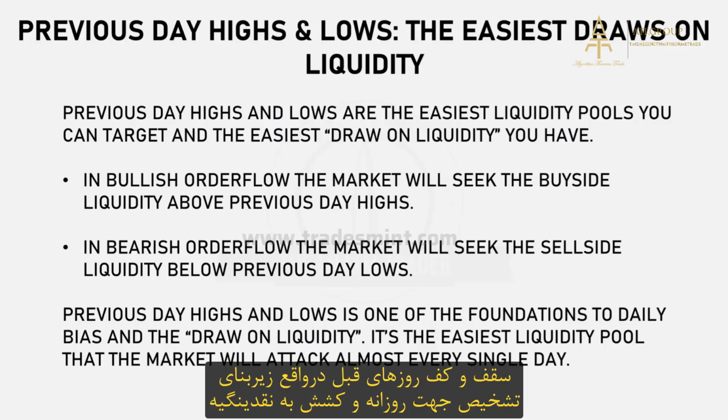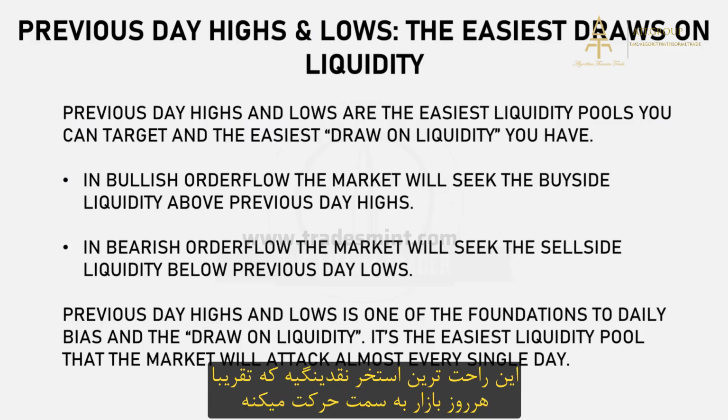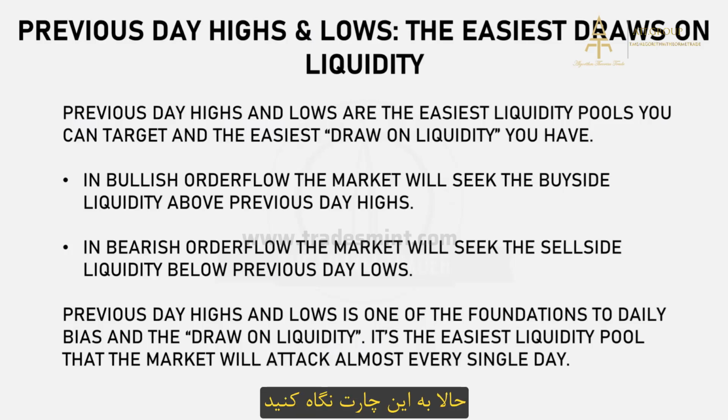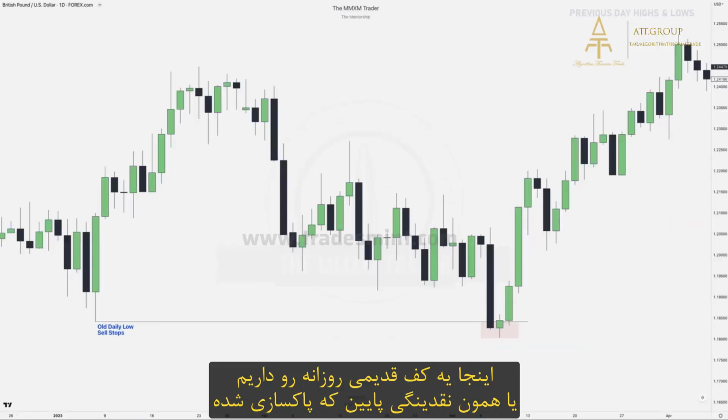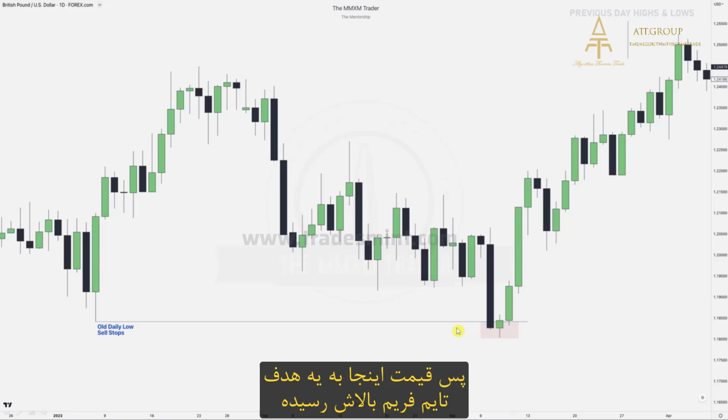Previous days' highs and lows is one of the foundations to daily bias and the draw on liquidity. It's the easiest liquidity pool the market will attack almost every single day. So now let's look at this next chart. We've got a daily chart for GBP USD. Now we can see an old daily low over here, where sell stops have been liquidated. So our higher time frame target has been hit over here.